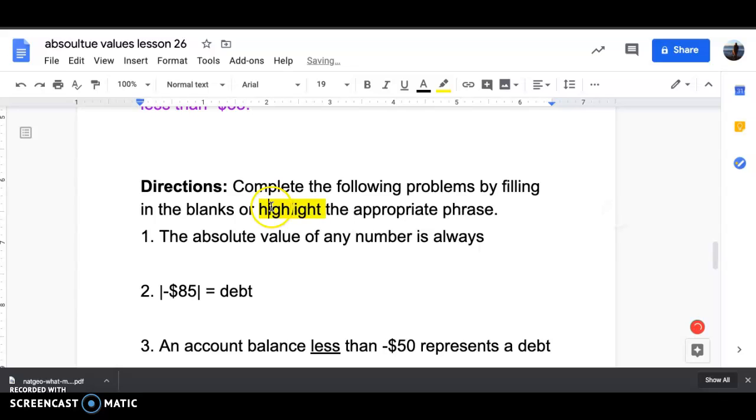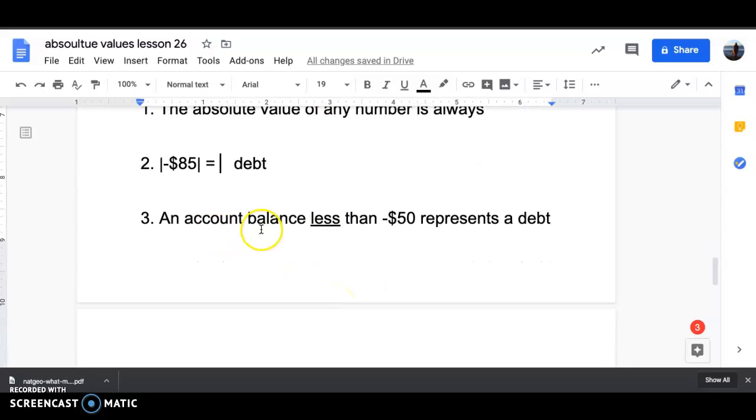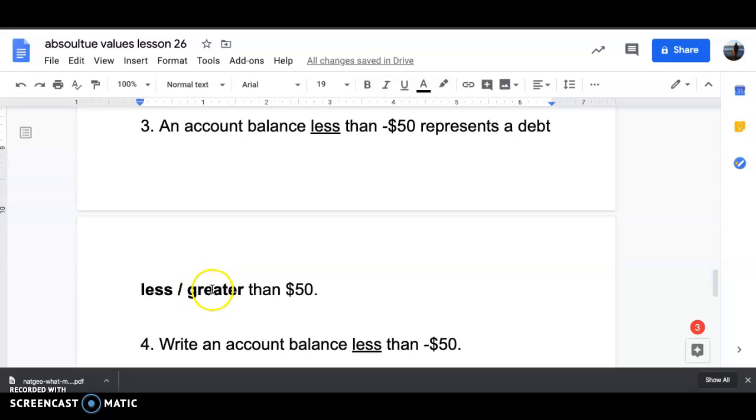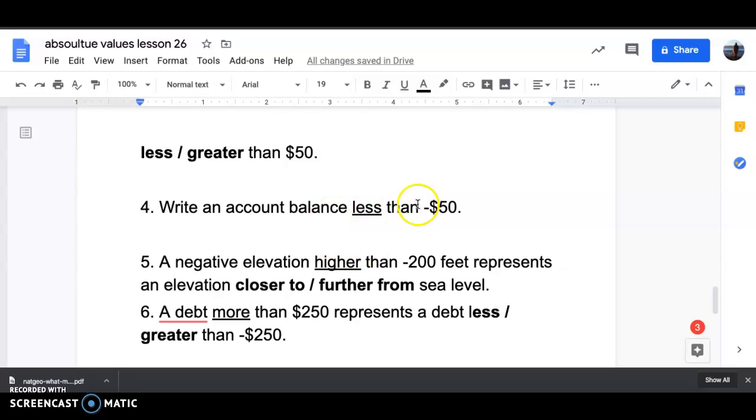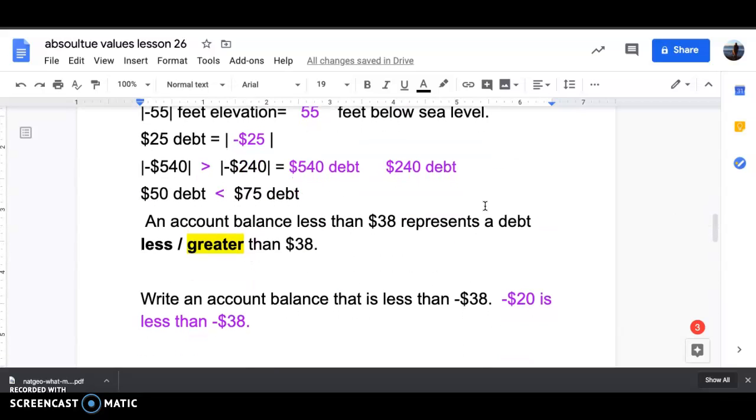Okay, so the absolute value of any number is blank. So this is where you're going to put in the definition. So this one right here, you need to put in the answer. You're going to put it in front of debt. An account balance less than negative $50 represents a debt greater than or less than 50. So you'll highlight which one. This is the one you're going to write down, an account balance that's less than negative $50.